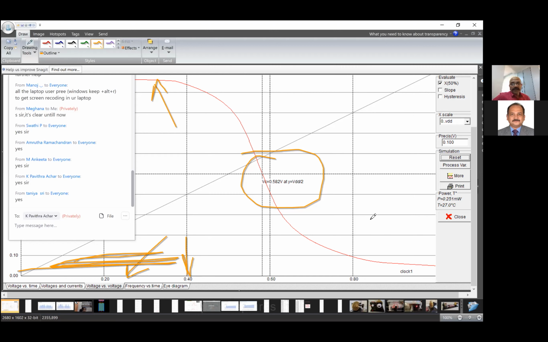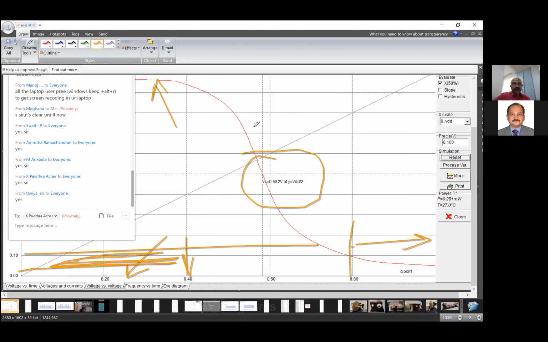Now what happens after 0.8? Above the voltage of 0.8, the PMOS is turned off and the NMOS is fully on, or you can say saturated. So the NMOS is pulling down the output to the low level. That's why you see that it is less than 0.1 volt or something lower than that. So the output is pulled down to low.